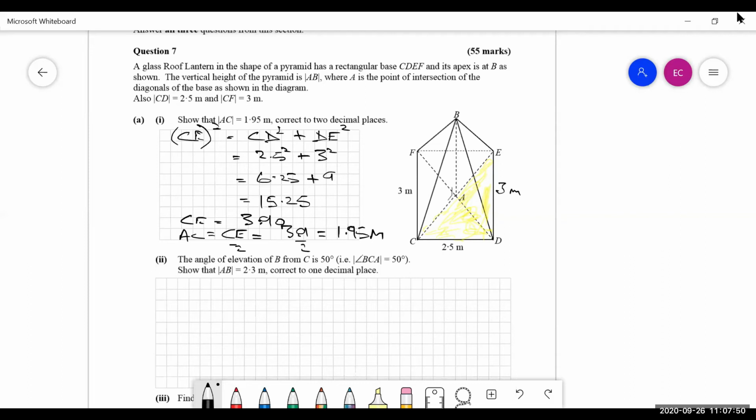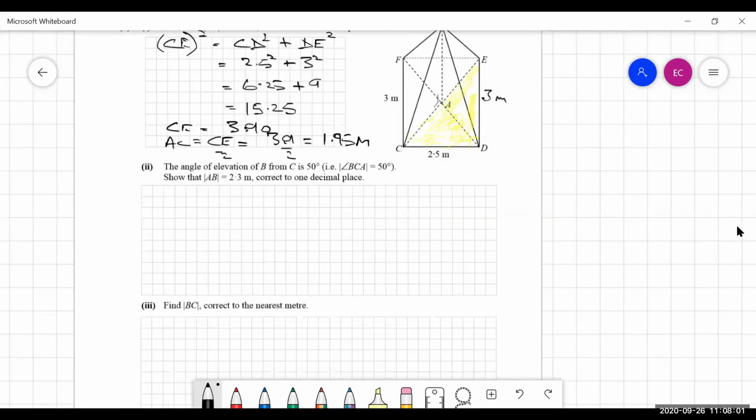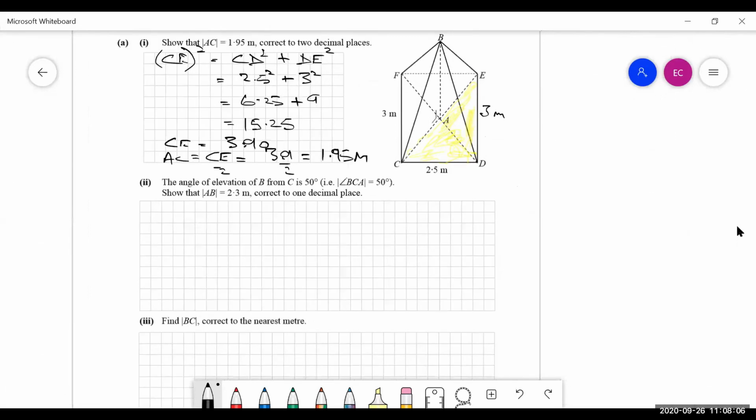So the next part of the question, we're given a bit more information here. The angle of elevation of B from C is 50 degrees. So in other words, BCA equals 50 degrees. Show that AB equals 2.3 meters, correct to 1 decimal place.